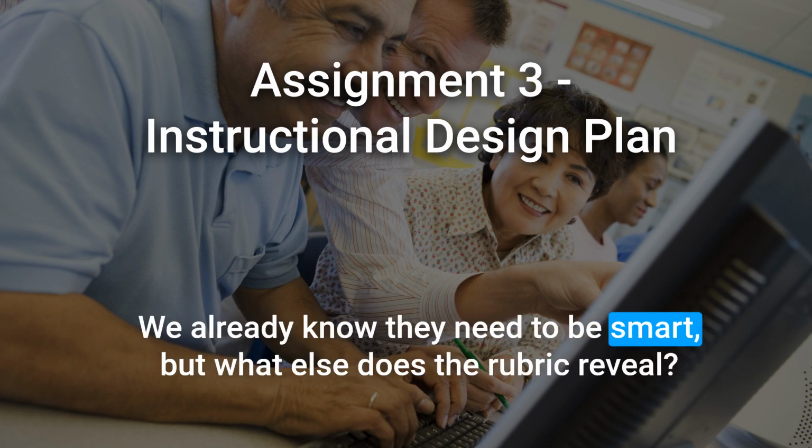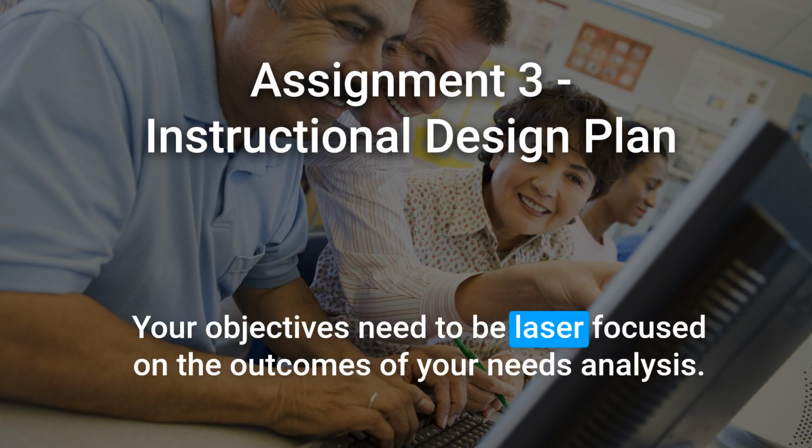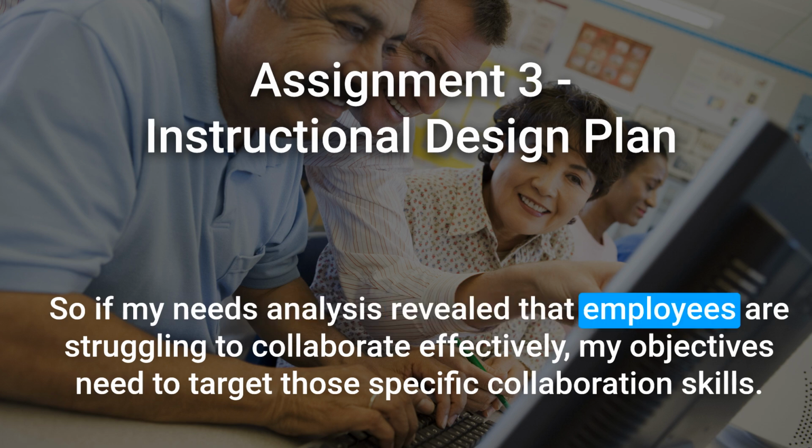We already know they need to be smart. But what else does the rubric reveal? It emphasizes alignment. Your objectives need to be laser-focused on the outcomes of your needs analysis. It's all about demonstrating a clear line of sight between the problem you are solving and the skills that your learners will gain. So if my needs analysis revealed that employees are struggling to collaborate effectively, my objectives need to target those specific collaboration skills.